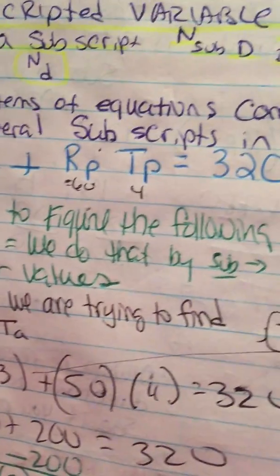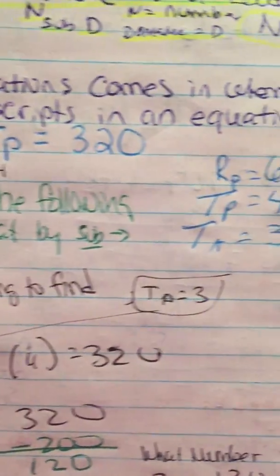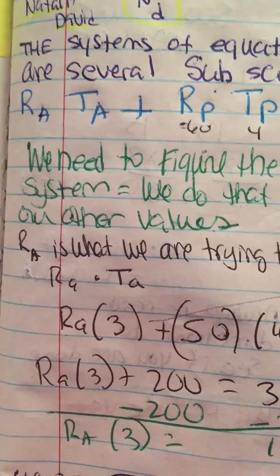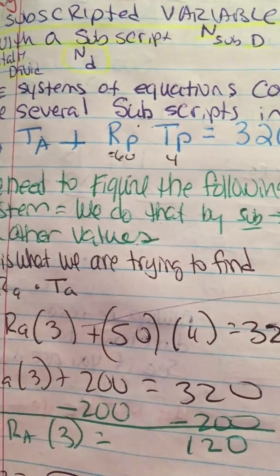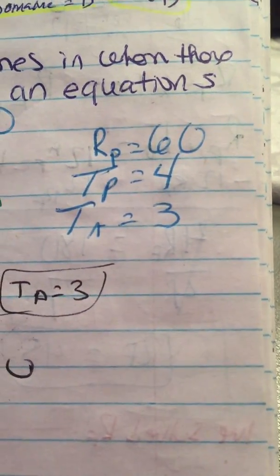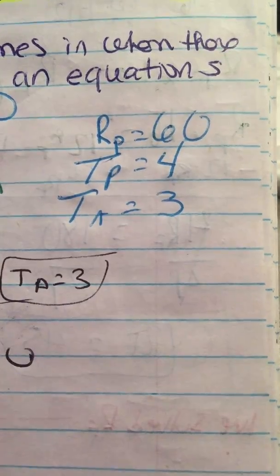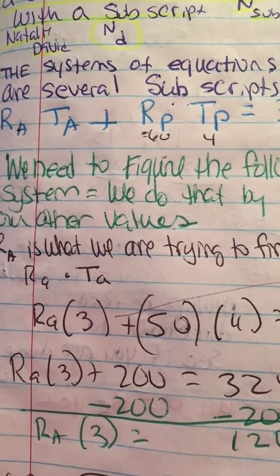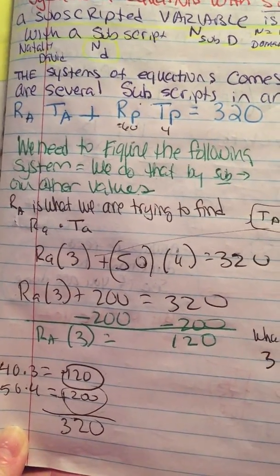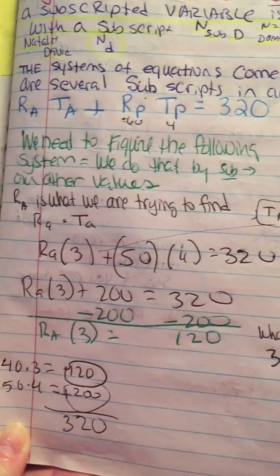The systems of equations come in when there are several subscripts in one equation. Like RA times TA plus RP times TP equals 320. They're substitutes. RP means 50, TP means 4, and TA means 3. So we just put those numbers in place of the letters, and we need to figure out the following system by using our values here.